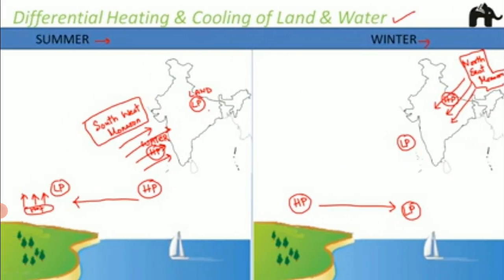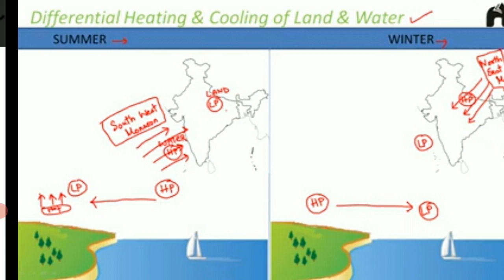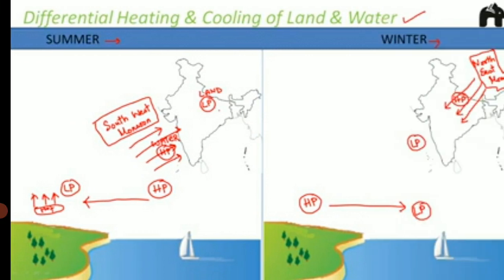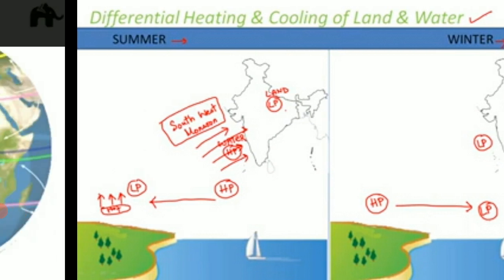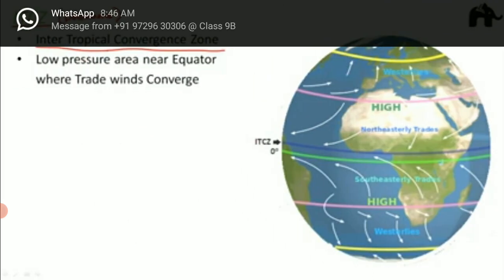Whereas in the winter season, the winds come from the northeast. During the winter season the land area has high pressure and the water area has low pressure. So the winds blow from the northeast direction in winter, and during the summers the winds blow from the southwest direction, bringing rain.